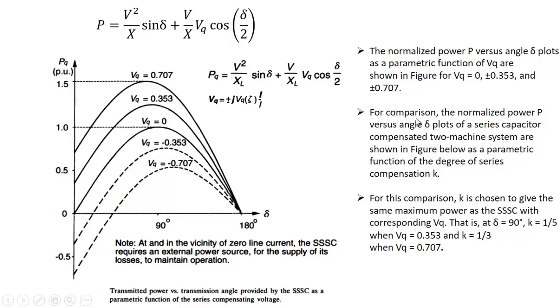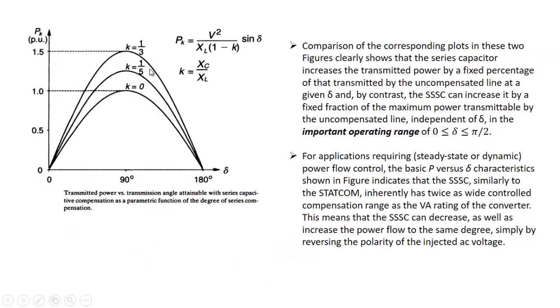For the comparison purpose, the normalized power P versus angle delta plot of the series capacitor compensator two machine system are shown in the figure below. That is this figure. This will be the series capacitor series compensation, for k is equal to 0, k is equal to 1 by 5, k is equal to 1 by 3. So these are deliberately kept as 1 by 5 or 1 by 3, so that this will be equal to 1.5 maximum power. Here maximum power will be equal to 1.25.